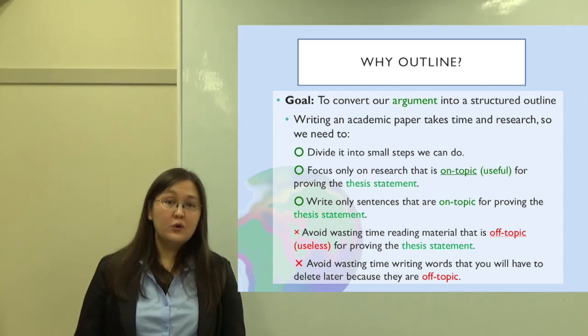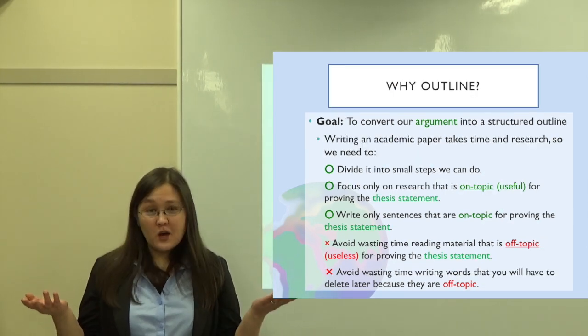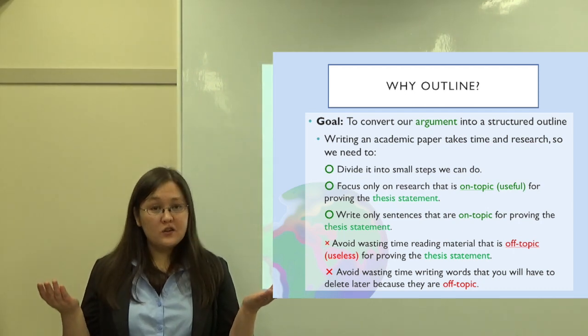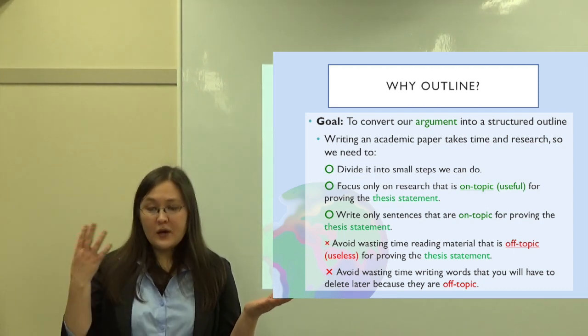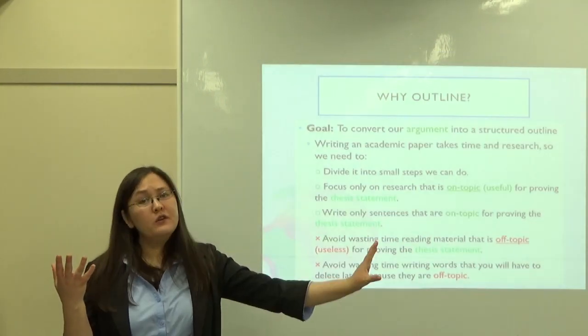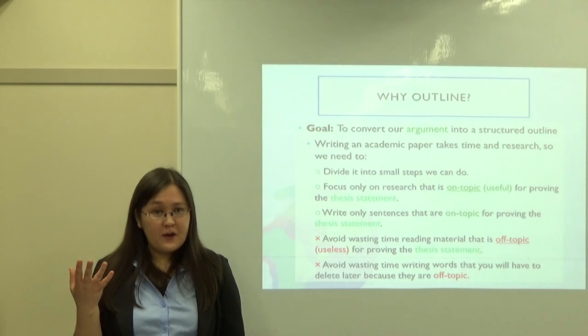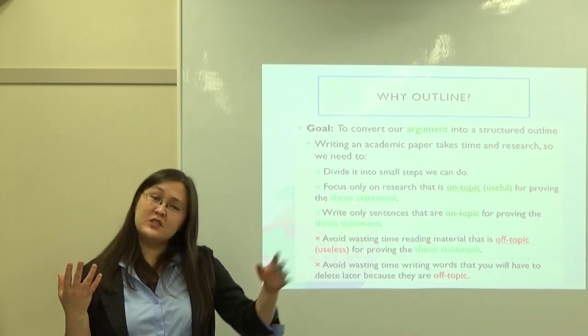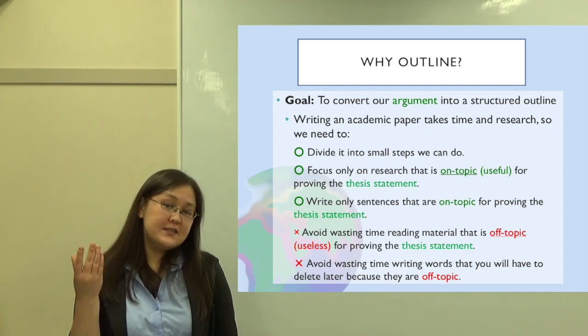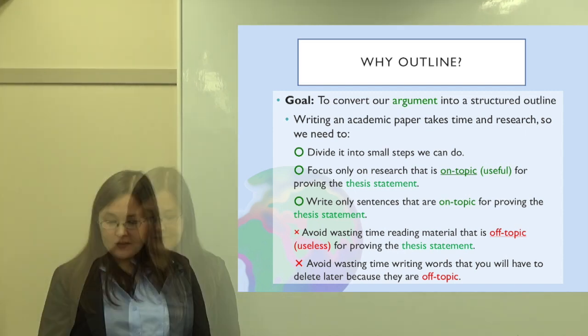How do we know what is on topic versus what is off topic? The outline will show us. The outline is our guide. It's our map of what is on topic, and anything that's not in the outline is off topic. We're not going to write any sentences about that. If you write it, you just have to delete it later. We are only going to write and use the sentences that are in the outline.